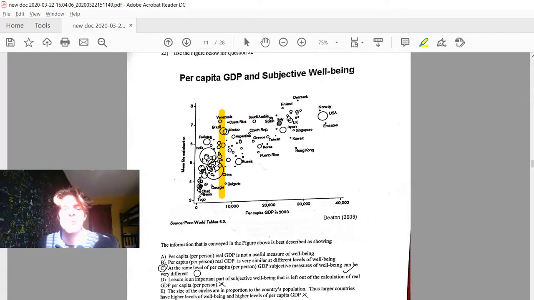Per capita, so that's right. We'll go through why the other ones are less right or wrong. Per capita real GDP is not a useful measure of well-being. That is like our definition of well-being, so no. Per capita GDP is very similar at different levels of well-being, so we just proved that it's not. Leisure is an important part of the subjective well-being that is left out of calculations of real per capita GDP.